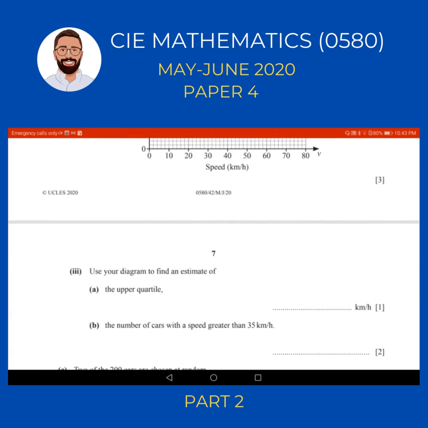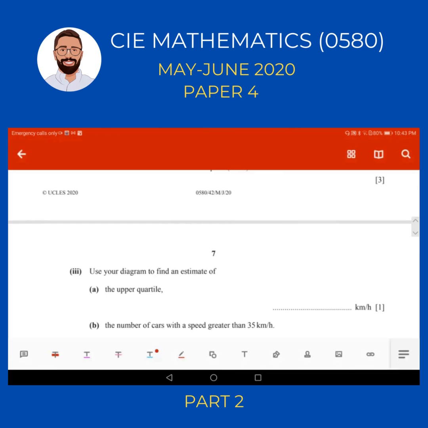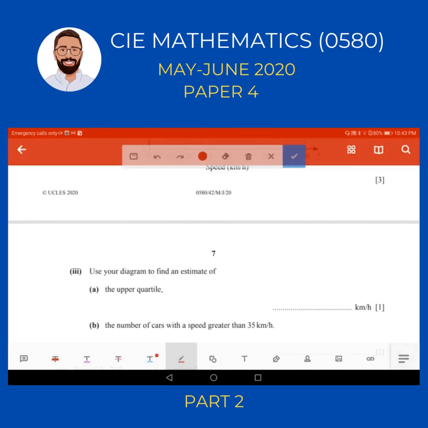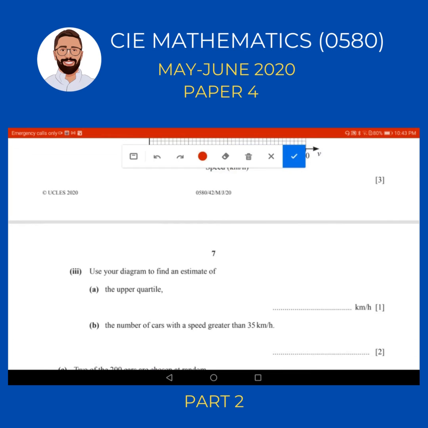Now, in part III, it says use your diagram to find an estimate of the upper quartile. So first we need to find the position of the upper quartile, which is 75% or 3/4 times the sum of all frequencies, which is 200 cars. So 200 times 3 over 4 is equal to 150. So 150 here is not the upper quartile. It's the position of the upper quartile.